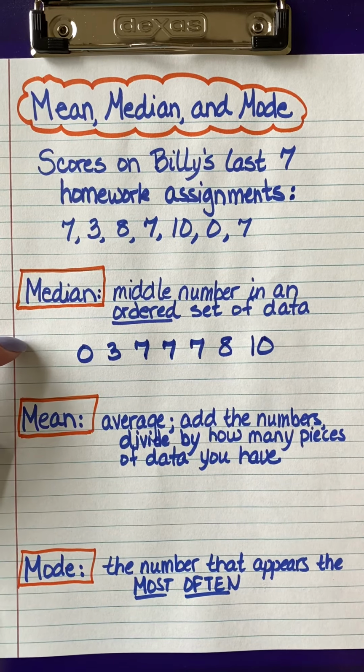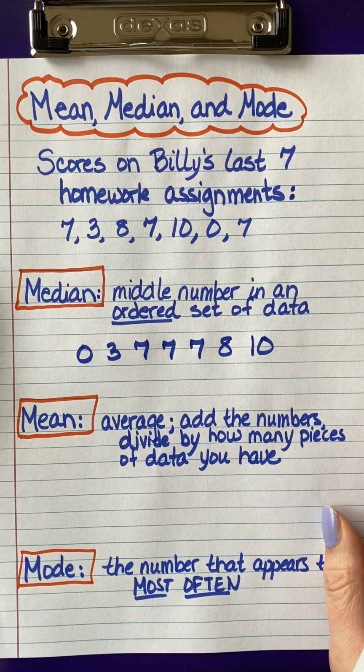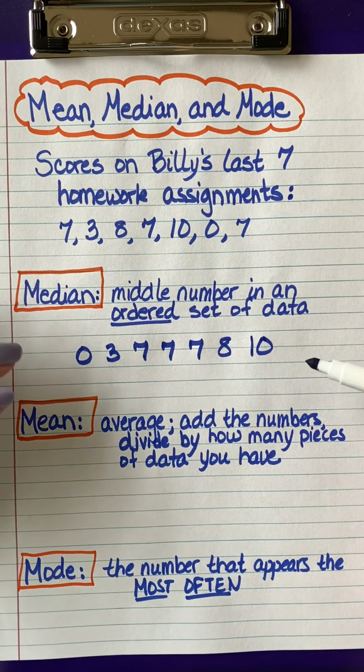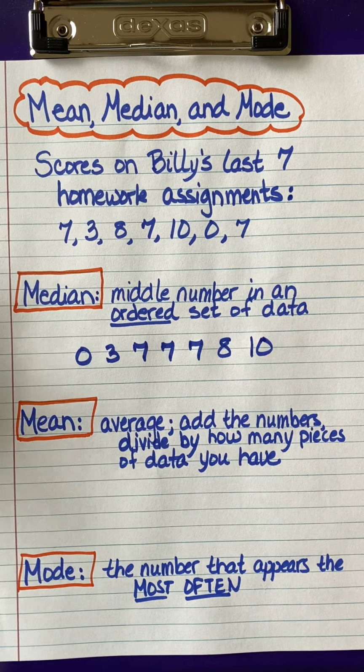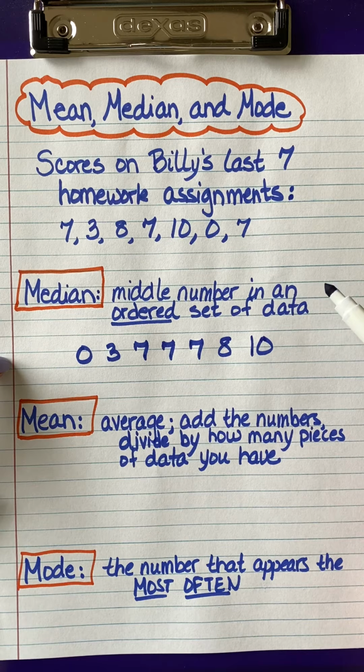I did. Sometimes I'll actually go through and mark them out, but I didn't want to make this too messy. Because if I have a data set of 7, but I only write down 6, then obviously my data is going to be off. So the middle number in an ordered set of data.